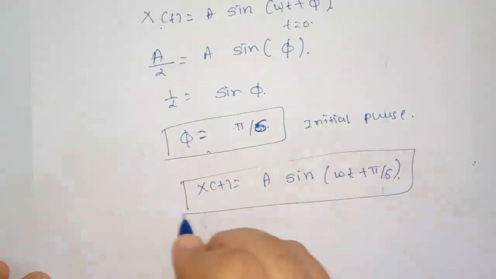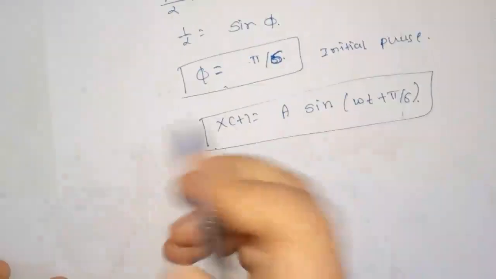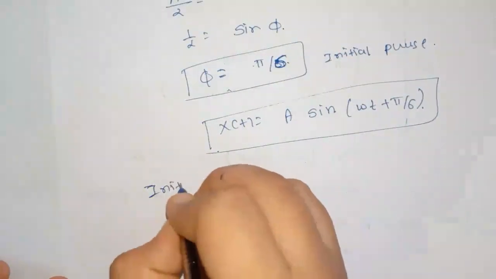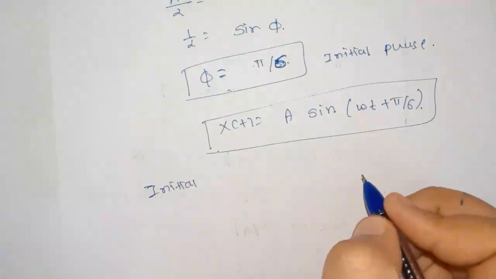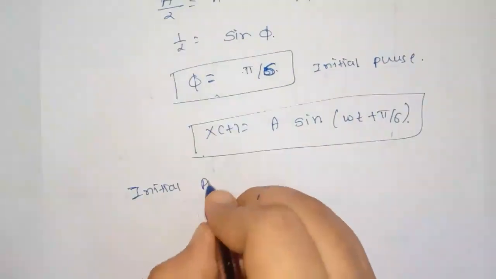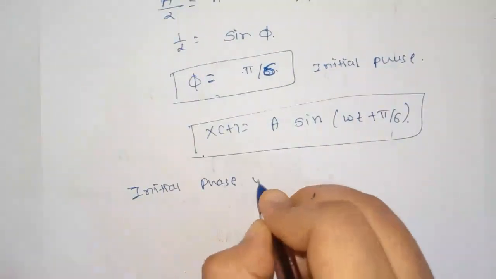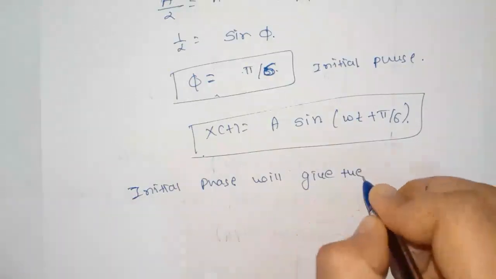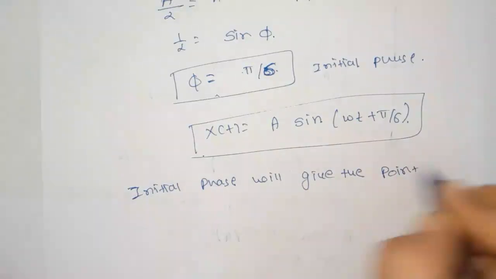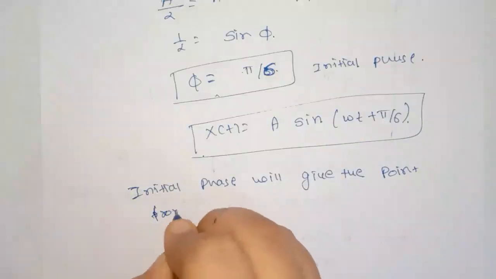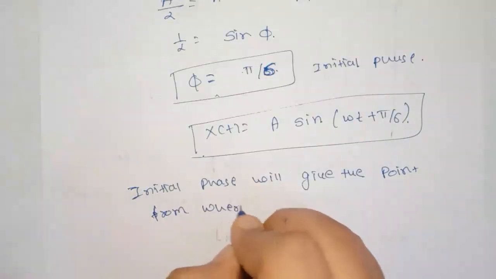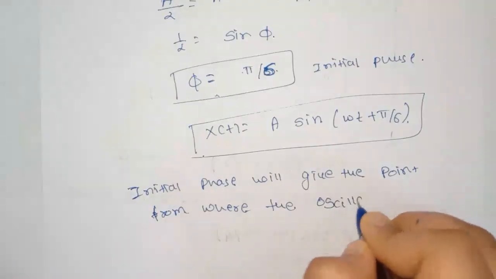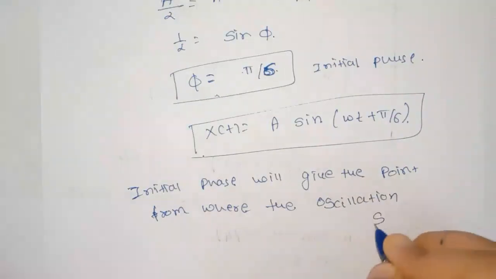So basically, the initial phase will give the point from where the oscillation starts.